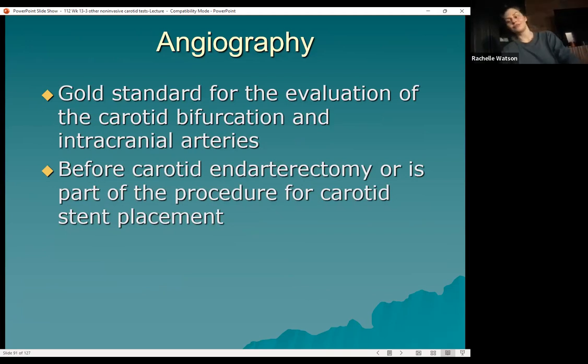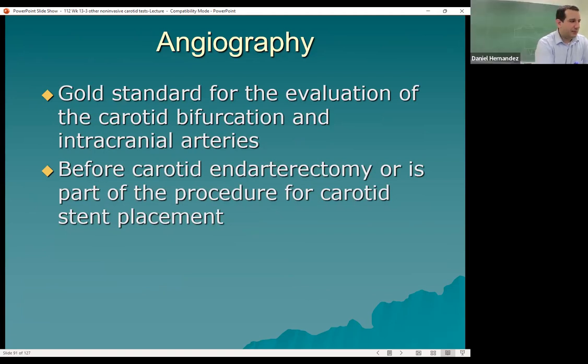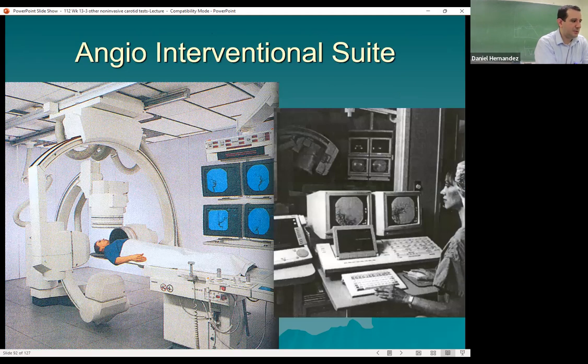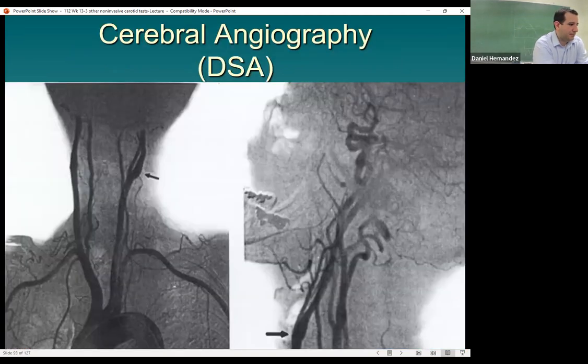See you guys. Just remember, angiography is the gold standard for evaluation of our vessels. It can be used before an endarterectomy or as part of the procedure for carotid stent placement. This is just an example of our angio-interventional radiology suites. Here are images of our digital subtraction angiography when we want to image the patient's carotid vessels.